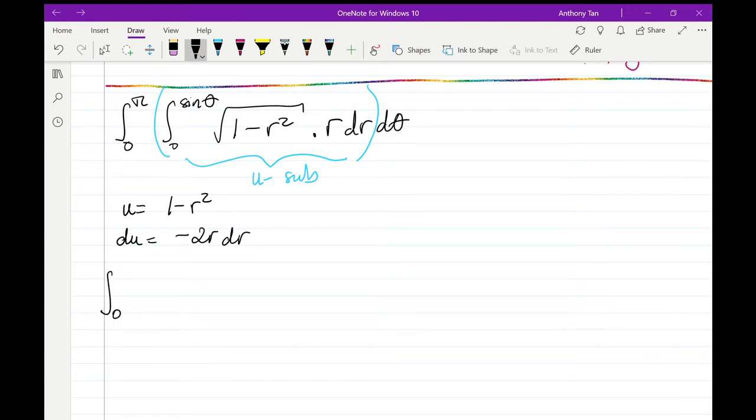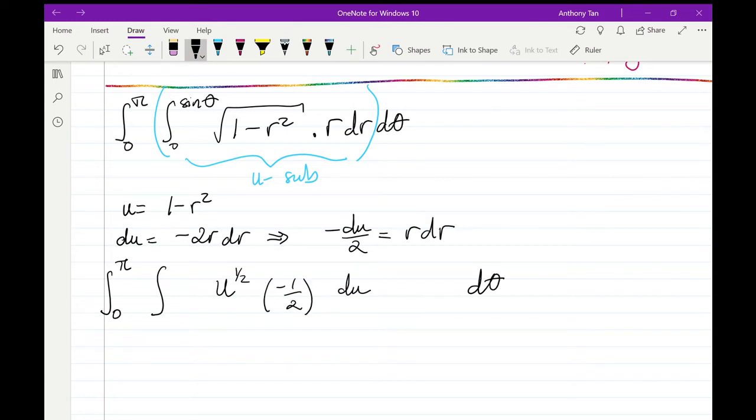So the outside integral is in terms of theta, so we'll leave it alone and focus on the r integral first. When I convert r in terms of u, I will have the following. u to the 1/2, r d theta is negative 1/2 du, so negative 1/2 du, and I will have a new bound in terms of u.